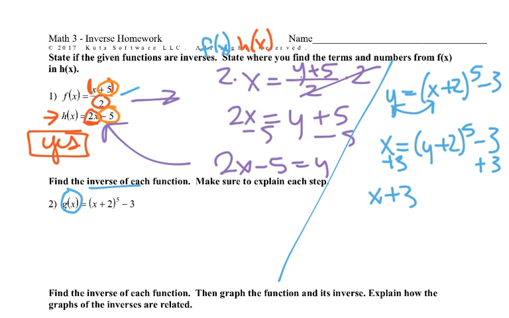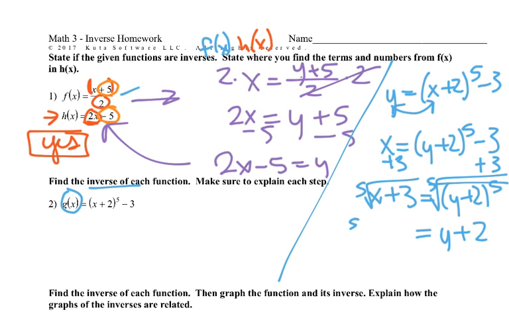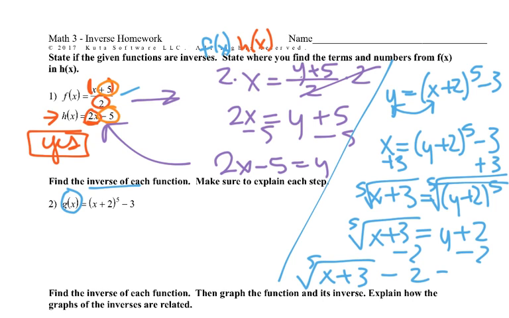So we get x plus 3 equals y plus 2 to the 5th. And we take the 5th root, giving us, those cancel, so y plus 2 equals the 5th root of x plus 3. Then subtract 2 and make sure we put that on the outside. Then we write it in inverse notation, -1. g of -1 of x equals the 5th root of x plus 3 minus 2.